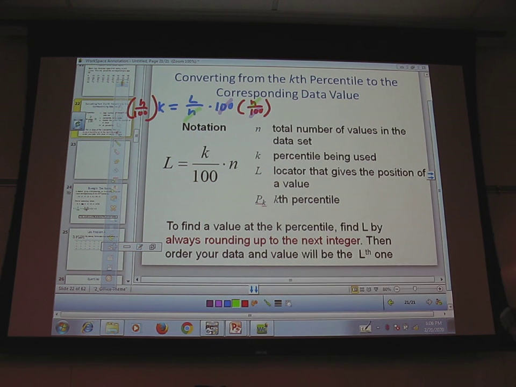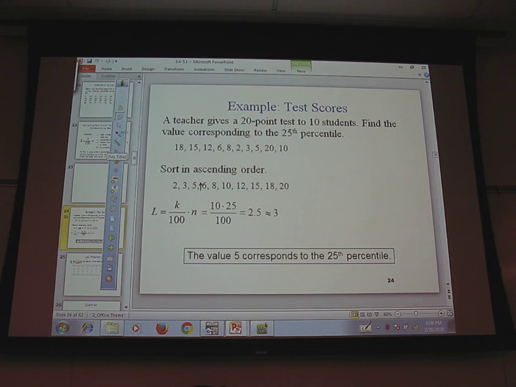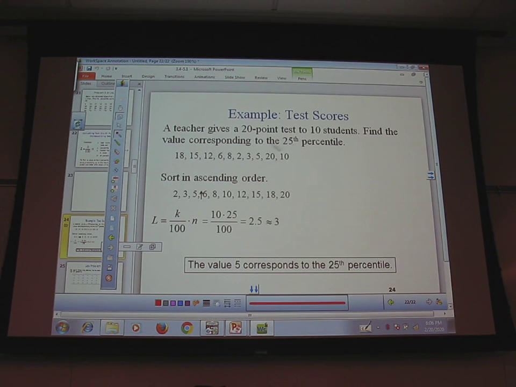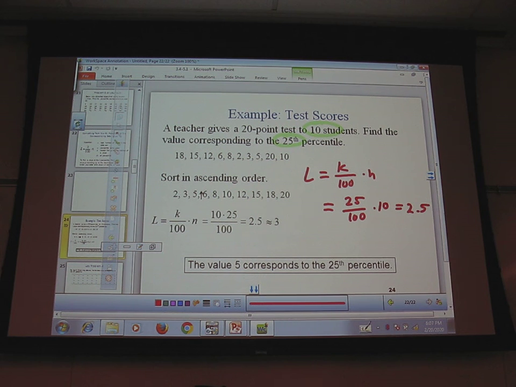So here, we'll take a look at one of those examples which we did last class, but it was at the end, so you guys may have forgotten. Here we have a 20-point test with 10 students. That's my n. You want the 25th percentile. So my L is going to equal my percentile divided by 100 times n. So that's 25 out of 100 times 10, so 2.5. That means I beat 2.5 people.